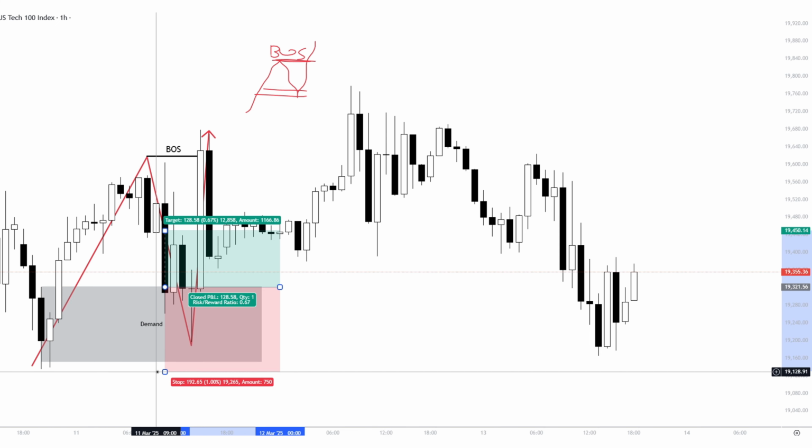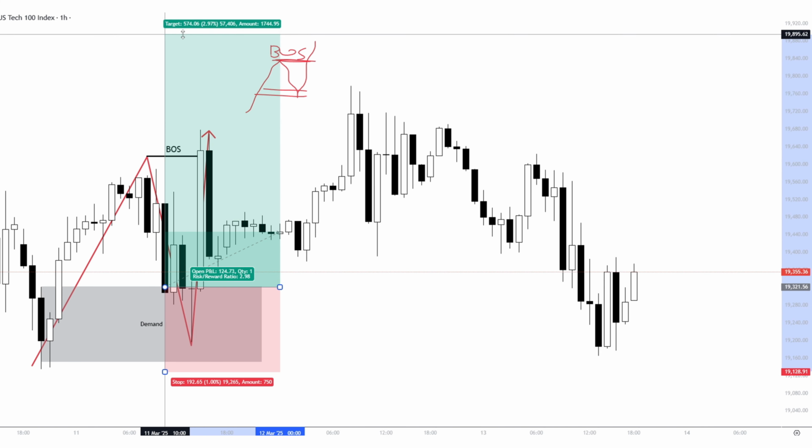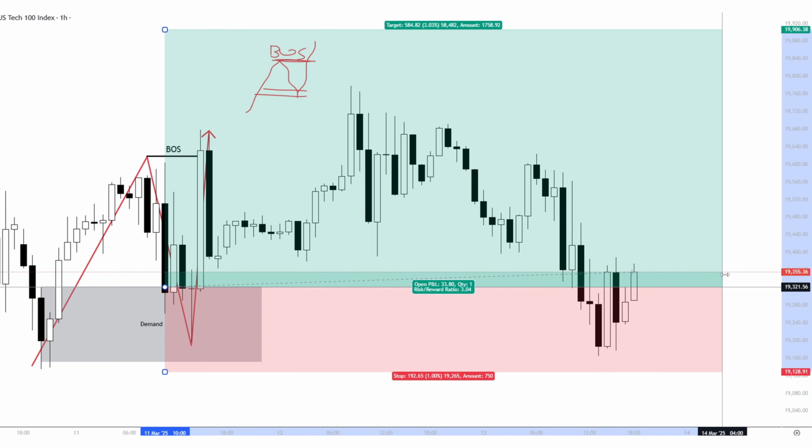Stop loss below the recent lows. Take profit at around 1 to 2, 1 to 3, or above structural highs.